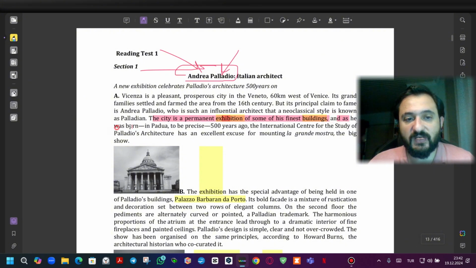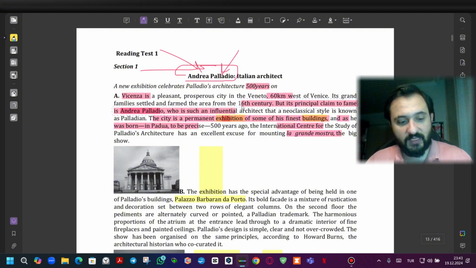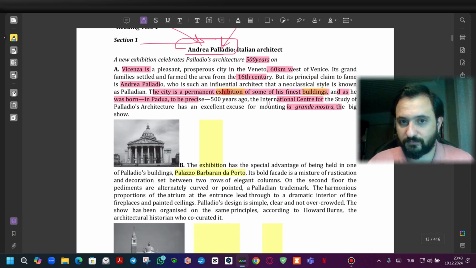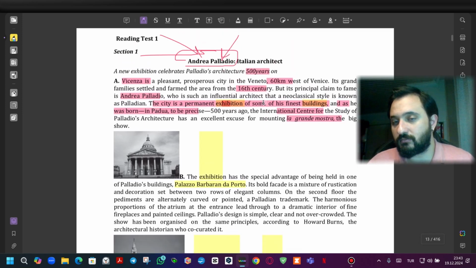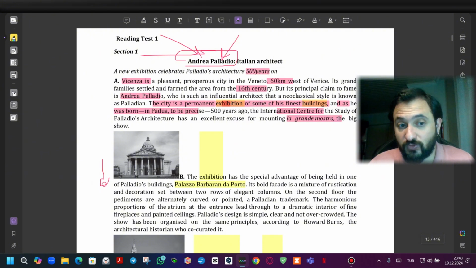And as he was born in Padua, to be precise, 500 years ago, the International Center for the Study of Palladian Architecture has an excellent excuse for mounting La Grande Mostra, the big show. So, what I said to you, when you see proper names, numbers, years, dates, always highlight. So, I couldn't find the first question as well. Second question, I couldn't find. What should I do? Not hesitate, not read again. Just you have to be careful with the following part.